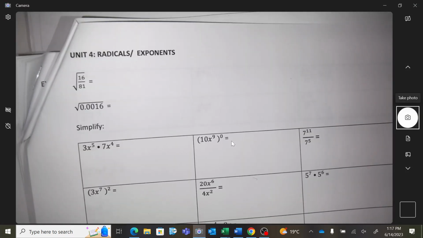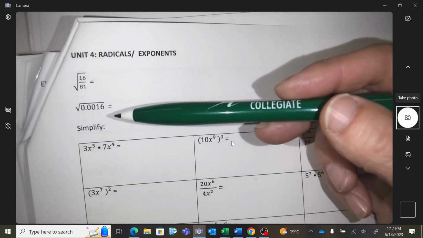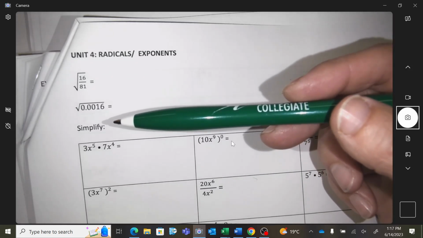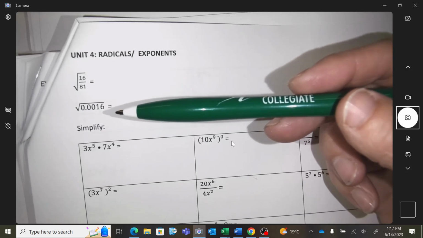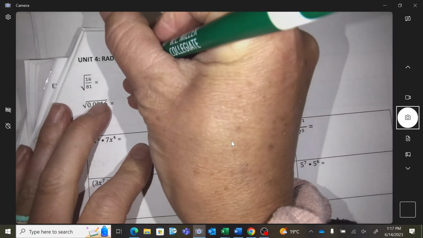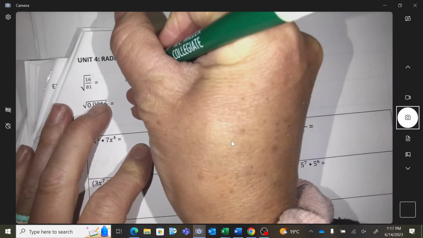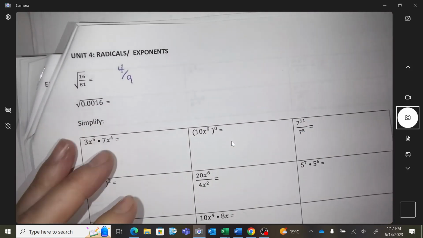Okay. Square root of this fraction. So we're going to take each individually. What's the square root of 16? 4. Square root of 81 is 9.